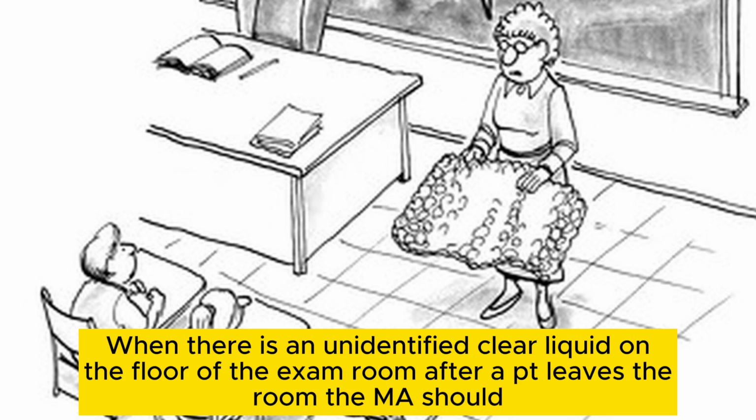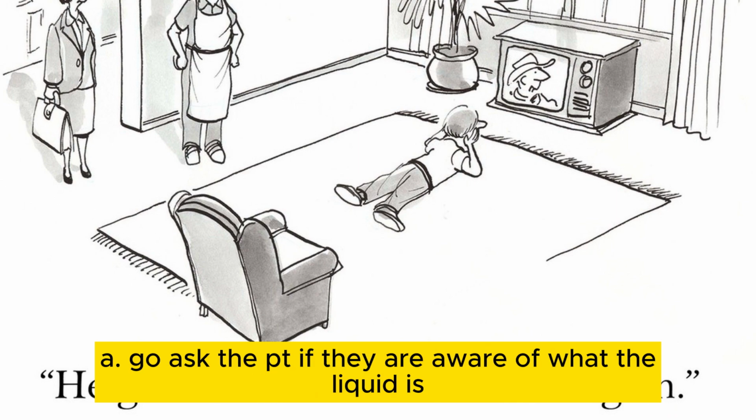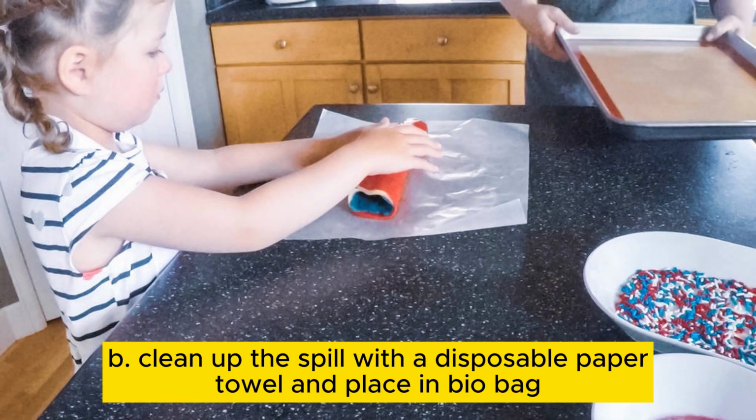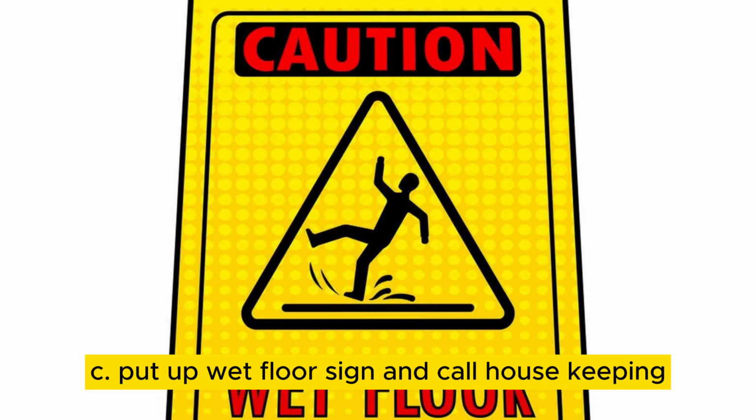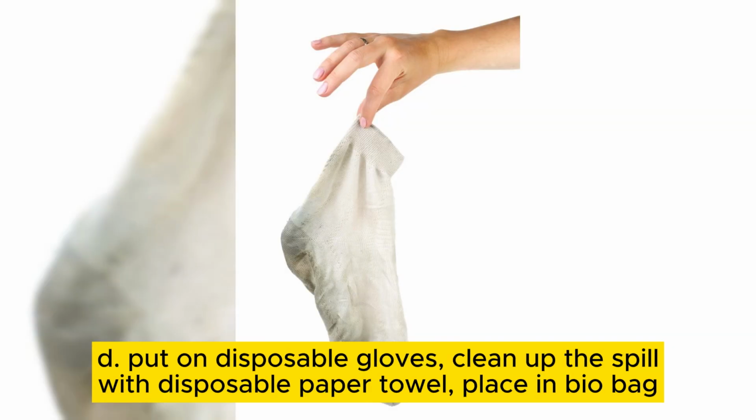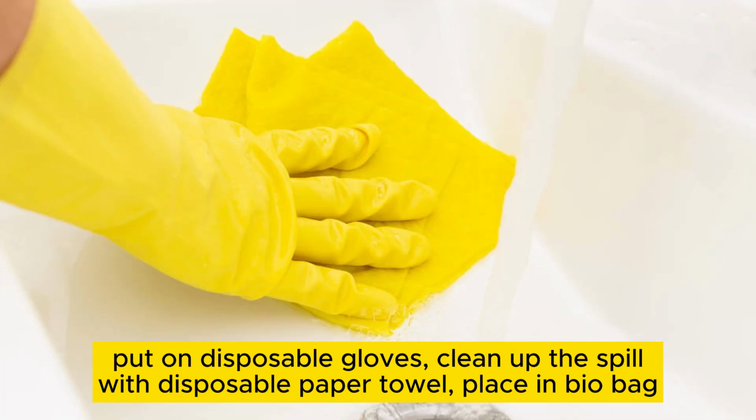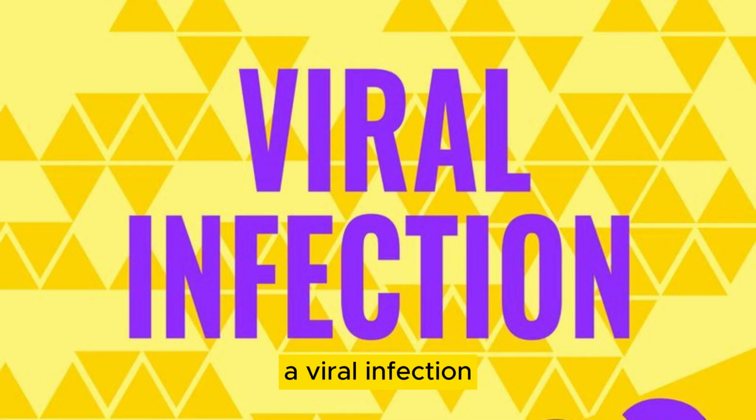When there is an unidentified clear liquid on the floor of the exam room after a PT leaves the room, the MA should A. Go ask the PT if they are aware of what the liquid is. B. Clean up the spill with a disposable paper towel and place in bio bag. C. Put up wet floor sign and call housekeeping. D. Put on disposable gloves. Put on disposable gloves. Clean up the spill with disposable paper towel. Place in bio bag.